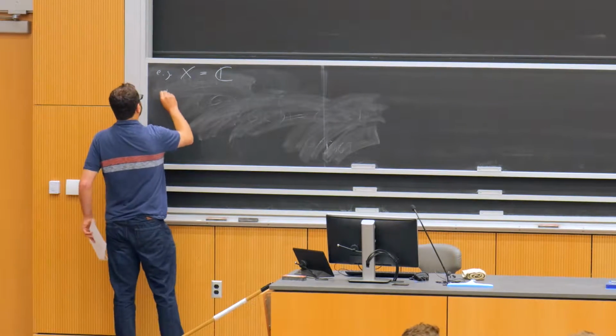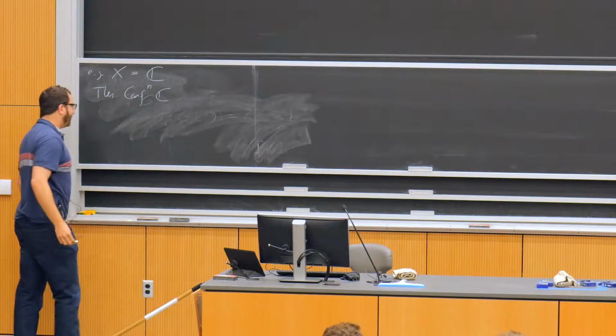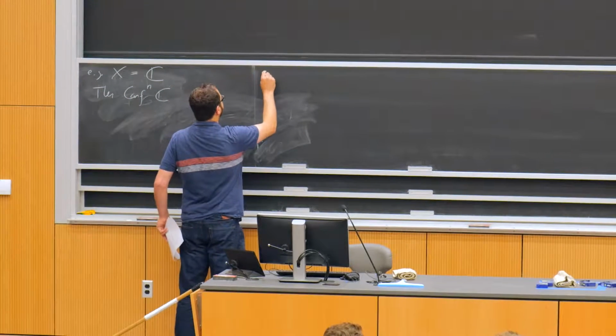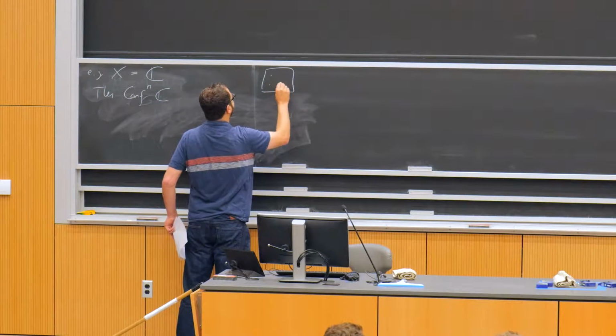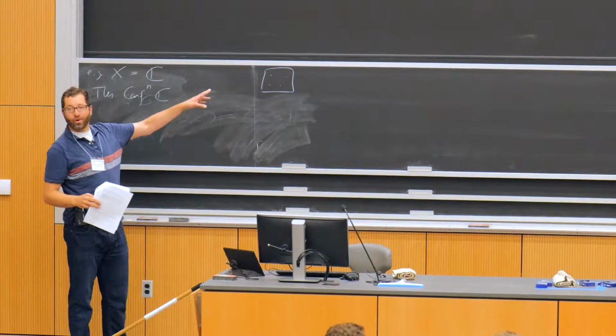Then Conf_n(C), I can think of it as, a point in this space you should think of as some configuration of distinct points, like this is a point of Conf_4 of C.